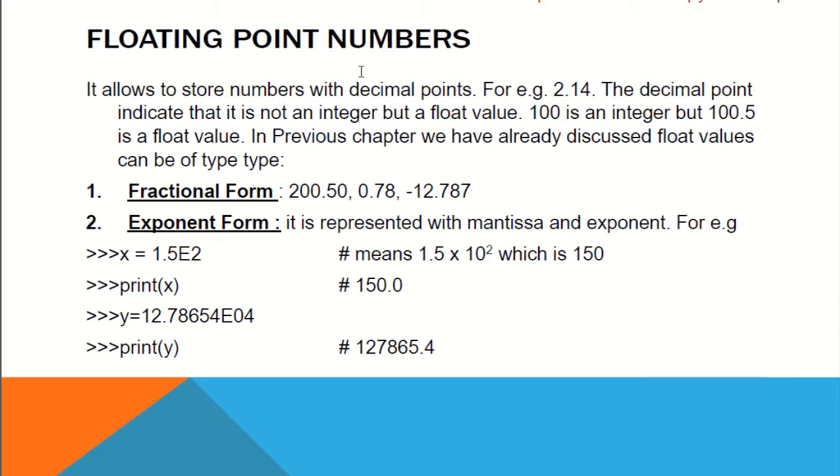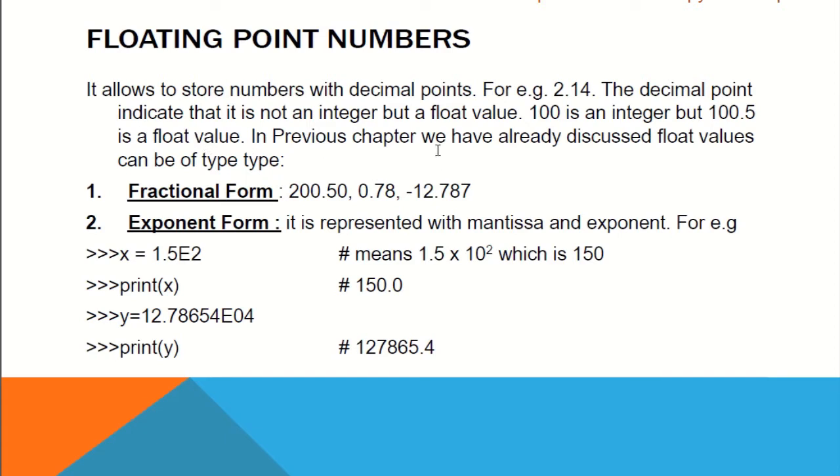Next is floating point number. It allows to store numbers with decimal points as well. In the integer we can store negative and positive, but not the decimal or fractional part. But if we want to store fractional numbers, then we have to use floating point numbers. Example 2.14. The decimal point indicates that it is not an integer but a float value. 100 is an integer, but 105 is a float value.